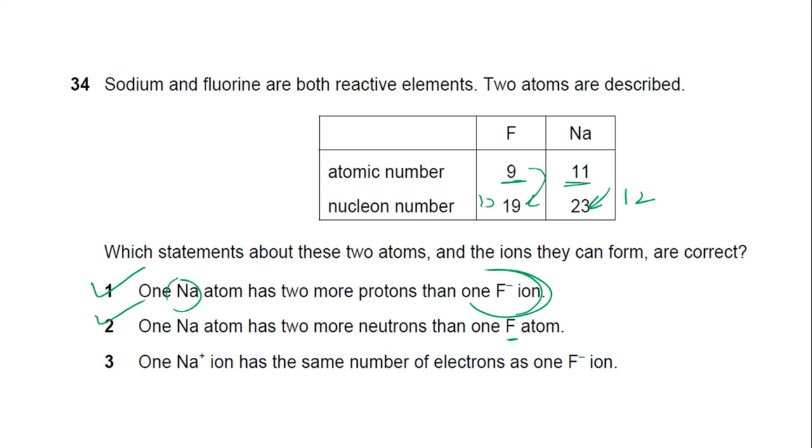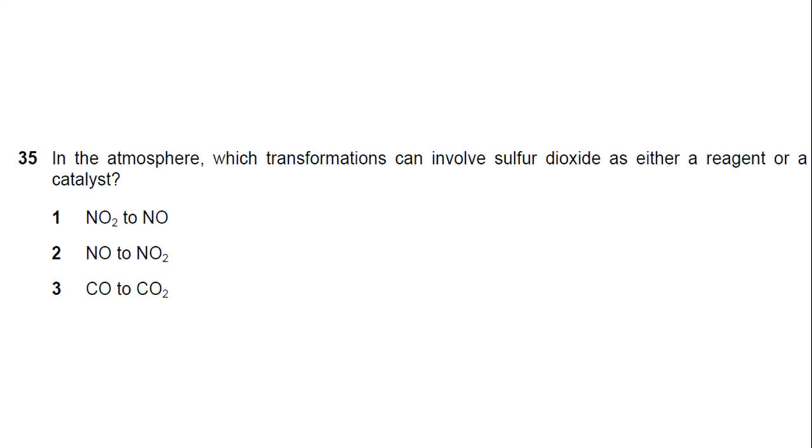3. One sodium ion has the same number of electrons as one fluoride ion. Well, sodium has 11 electrons when it's neutral, and Na plus would have 10 electrons. Whereas a fluoride ion has 9 electrons, and by adding one more to it, it will have 10 electrons. So yes, statement 3 is correct as well, and therefore the answer would be A. Okay, let's move on. Question number 34.